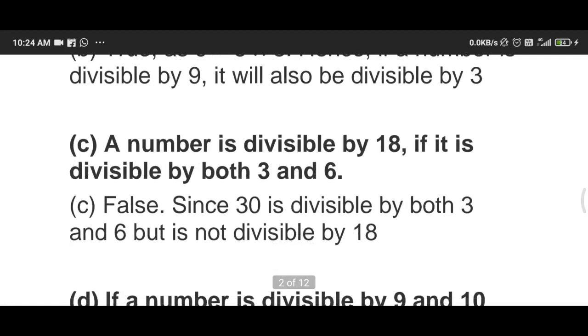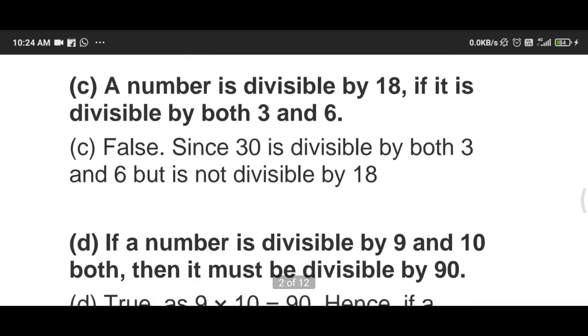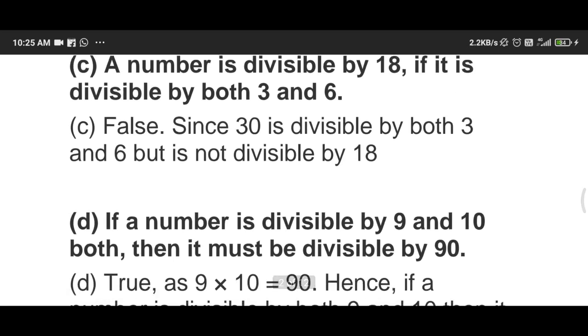Then C part: a number is divisible by 18 if it is divisible by 3 and 6 both. Now it is false since 30 is divisible by both 3 and 6 but it is not divisible by 18. The reason behind this is that 9 is also a factor of 18. That's why whatever numbers are divisible by 2 and 9 will be divisible by 18.